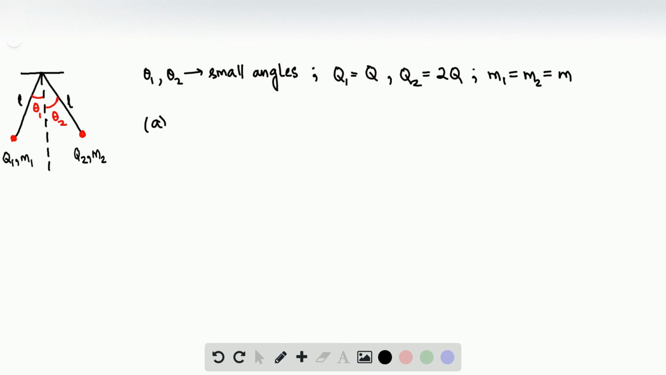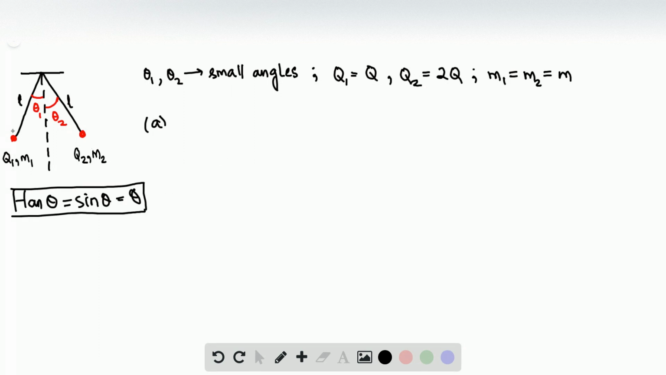Now if all the angles to the vertical are assumed to be small, which is already given, then the electric force of repulsion will always be horizontal. And we can take the small angle approximation here, which says that for small angles tan θ is equal to sin θ is equal to θ. Now let's draw the free body diagram of these two masses.